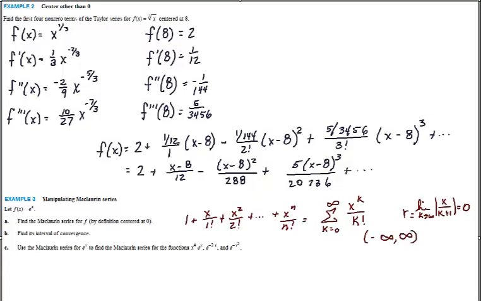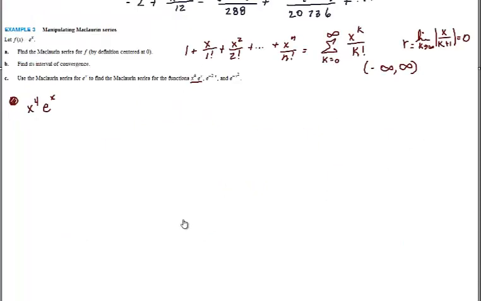Now the C part, that one is where we've got to use what we have found before to try to get a Maclaurin series for all of these. Alright, so looking at this very first one, x to the 4th e to the x, I'm going to write this as x to the 4th, and I'll write the power series for this to infinity. We already know that this is x to the k over k factorial.